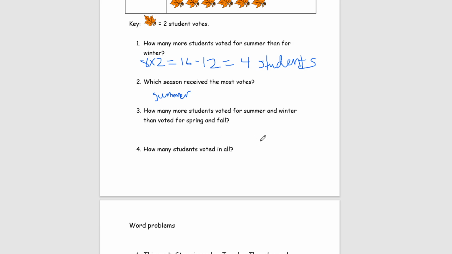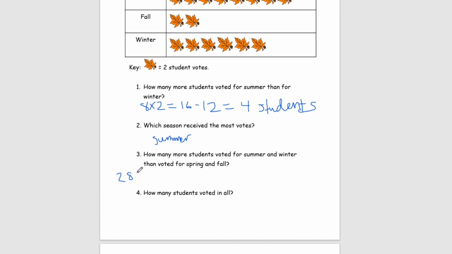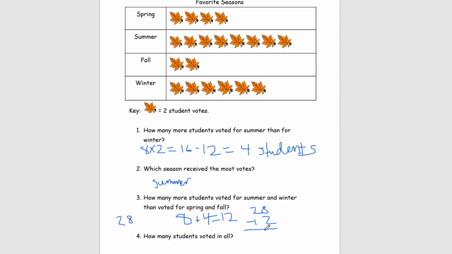Number 3, how many more students voted for summer and winter than voted for spring and fall? We already have winter and summer, which is 16 and 12. If we add those two together, we get 28, which is the total for summer and winter. So now we have to find out how many are in spring and fall. Spring has 4, and 4 times 2 is 8, and then fall has 2, which is 4. So 8 plus 4 equals 12, and we can just do 28 minus 12, and that gets us 16. So 16 more students voted for summer and winter.